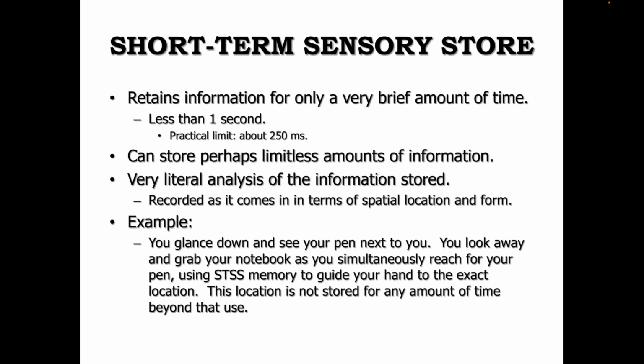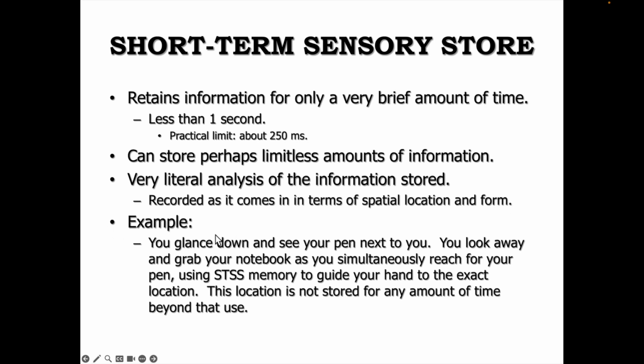Now the nice thing about the short-term sensory store is it can store perhaps a limitless amount of information. So basically an infinite amount of information the short-term sensory store can hold. But since it can hold a ton of information for a short period of time, the short-term sensory store does not analyze the information very much. The information is stored very literally, and typically we remember this information in terms of spatial location and form.